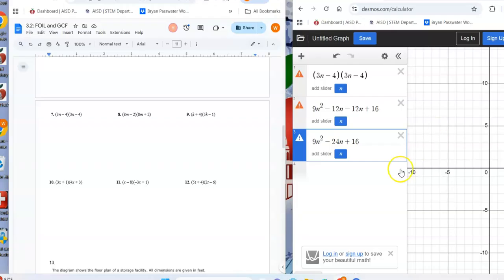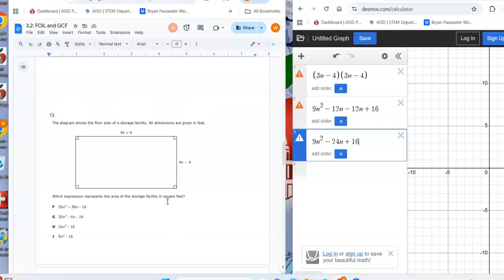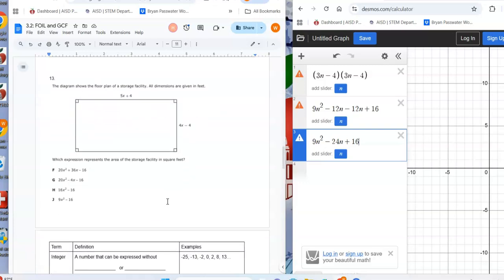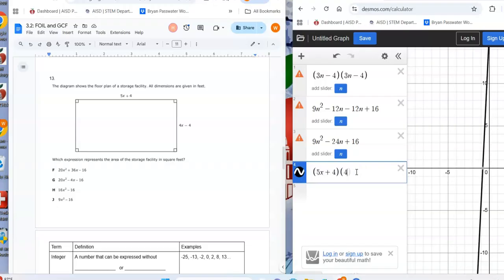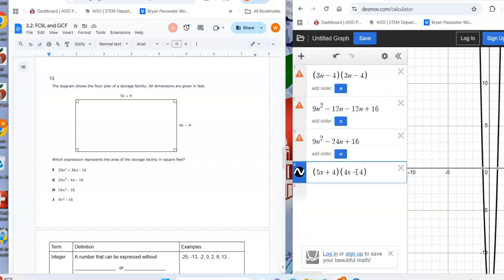So that's how you do these. Really the same process over and over again. It's just your answer is going to be different depending on variables and numbers. All right, 13 is a geometry problem. If you want to get the area of a rectangle, you do base times height. So what that question is asking you to do is what is 5x plus 4 times 4x minus 4? You would multiply those two together, and you should come out with either F or G as an answer.